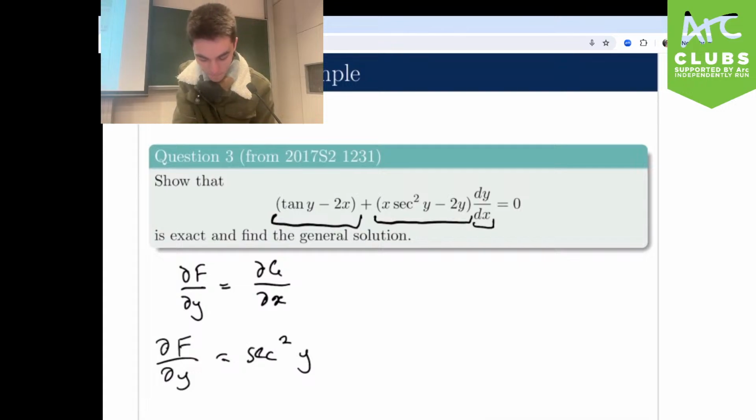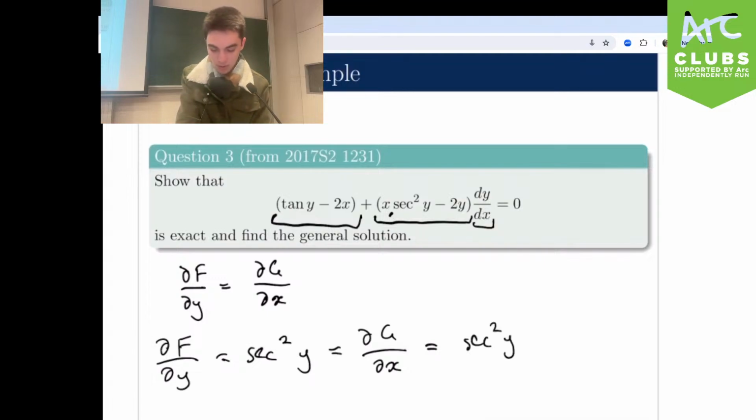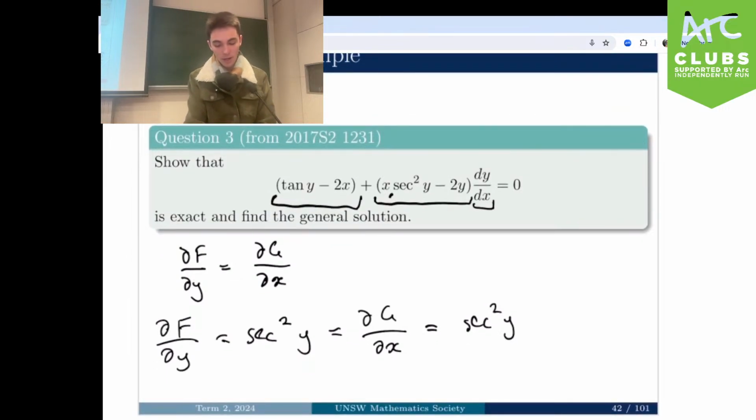So our derivative of g with respect to x is just going to be the coefficient of x, which is sec squared y, which coincidentally happens to equal the partial derivative of f. So we know that this equation is exact, okay?